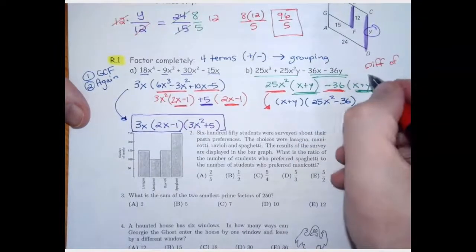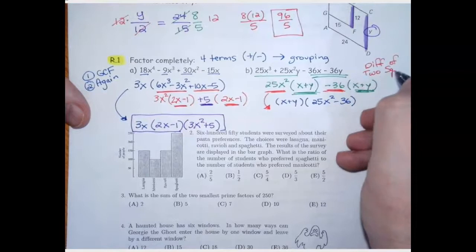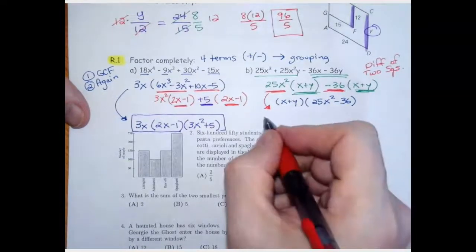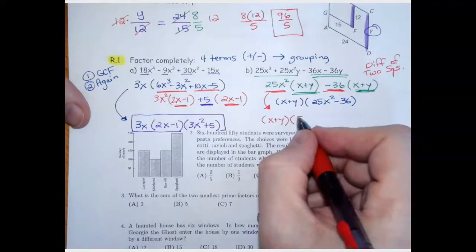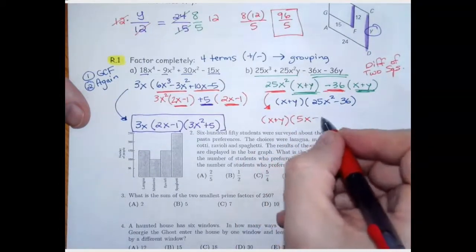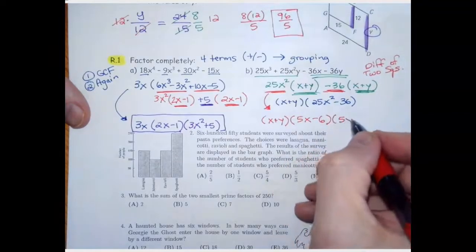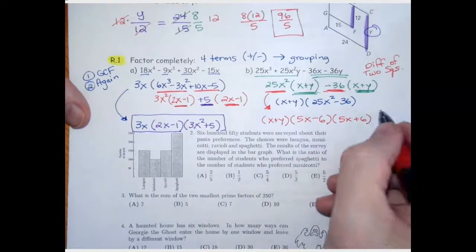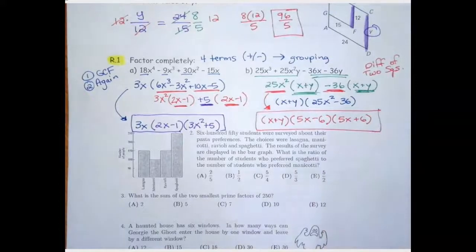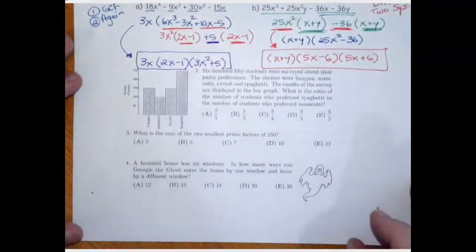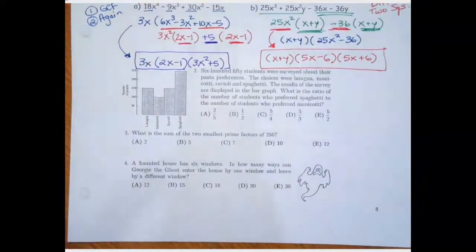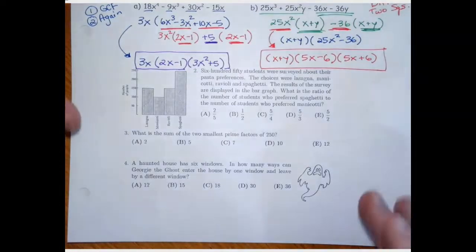Difference of two squares. And so when we have the difference of two squares, we take the square root of both of those. That's going to be 5x minus 6 and 5x plus 6. That's a very important factoring, difference of two squares. Okay? And these three questions are off of a math competition. So we'll knock these out real quick and then we'll be done.